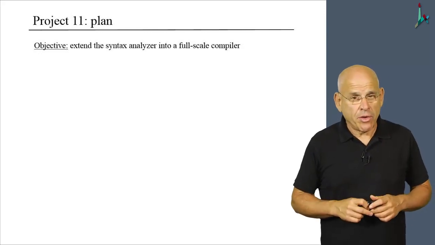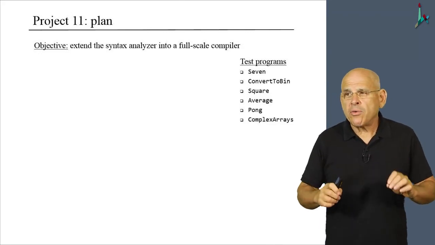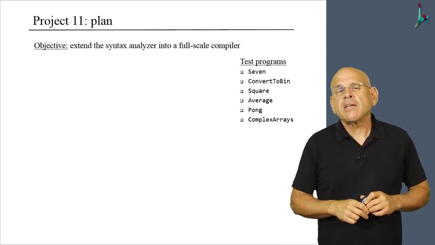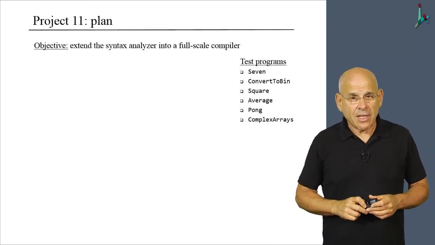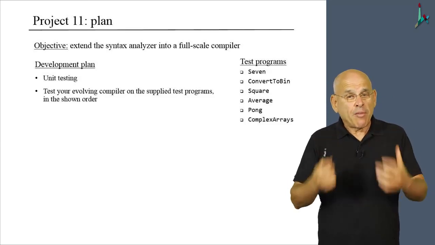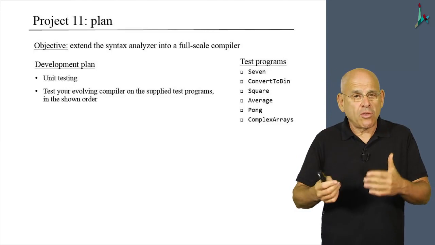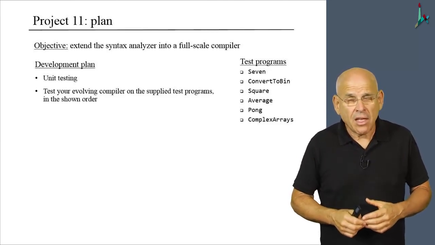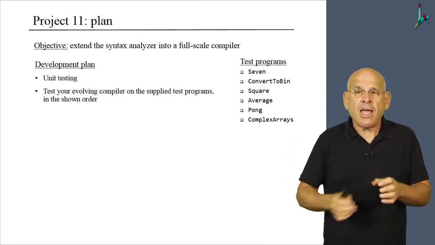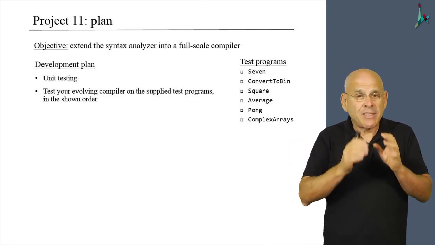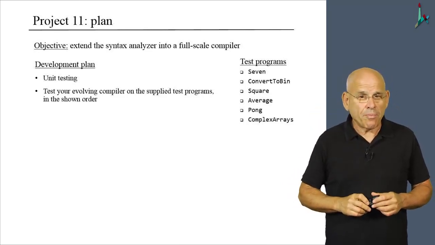Now, how are we going to do it? Well, here's the deal. We're going to provide you with a set of 6 test programs whose names are listed here on the right-hand side. And the development plan is going to be staged, and we're going to use the notion of unit testing. So you will develop your compiler in stages, and in each stage you will do whatever is necessary in order to translate the next test program.